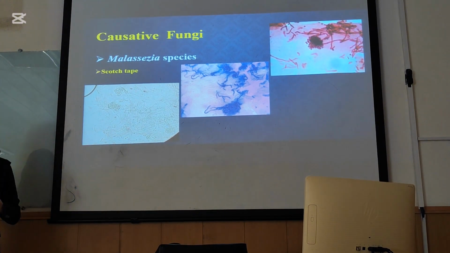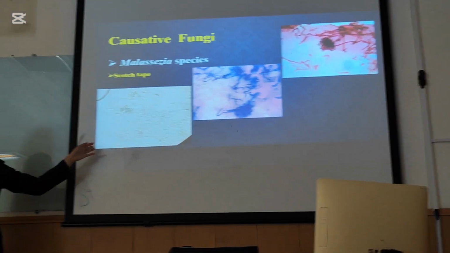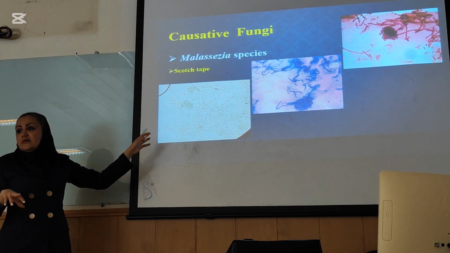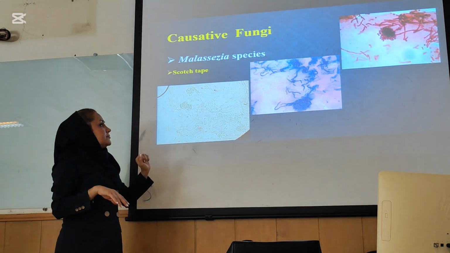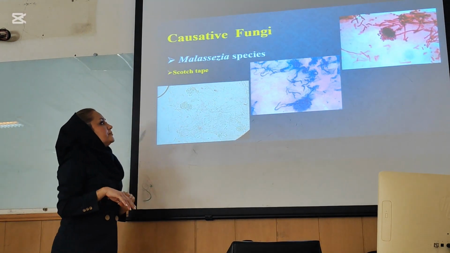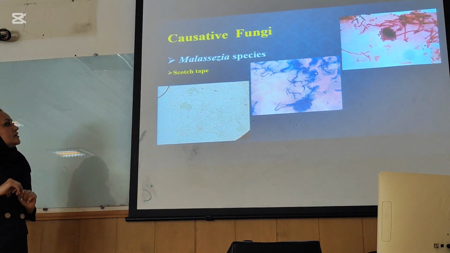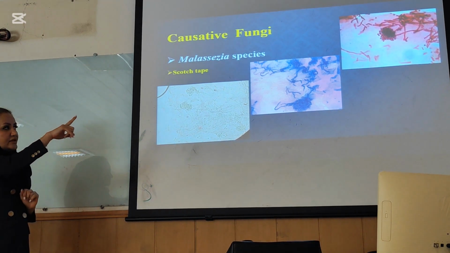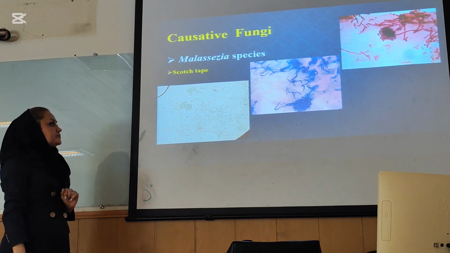And you can see three images of direct examination of Malassezia. On the left, you can see the direct examination of this fungus without any coloring. We don't have any staining in this image. But in the middle, we have a direct examination of Malassezia that is stained with methylene blue, and on the right, we have a direct examination of Malassezia that is stained with Giemsa.